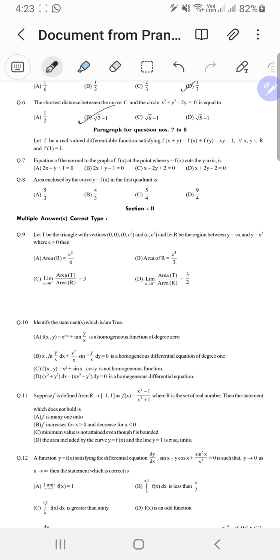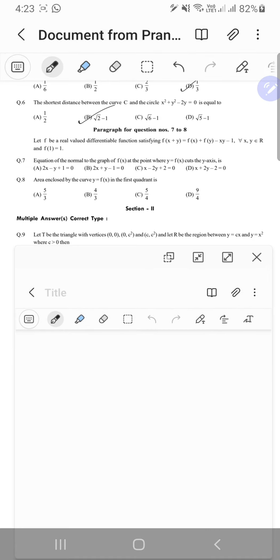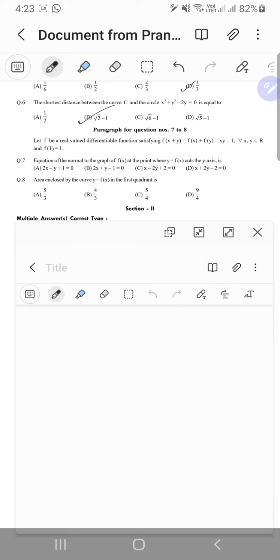Let f be a real valued differentiable function satisfying this property. Hey, I've seen this property a lot. Yeah, but not with these things. Okay, that's weird. For all x and y, and f of 1 be equal to 1. Alright, so how would you solve this? f of x plus f of y minus xy. So that's xy.